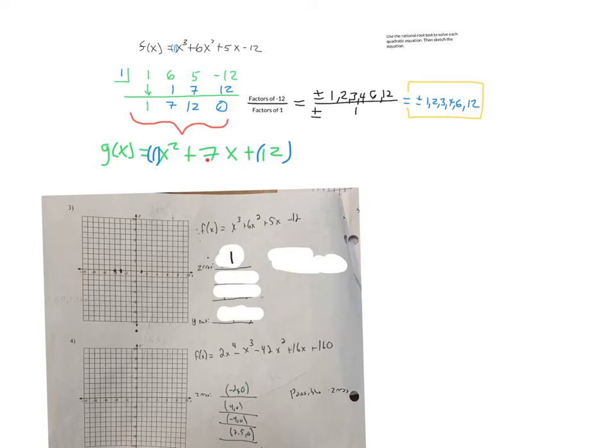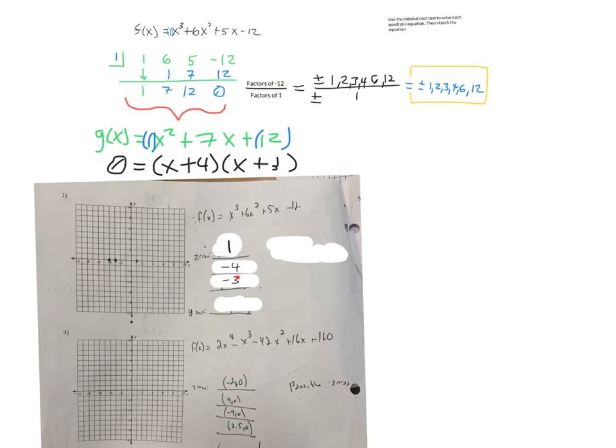Well, absolutely. 4 times 3 gives you 12, and 4 plus 3 gives you 7. So there's no question that this could be factored into x plus 4 and x plus 3. All right, no question about that. And remember, if we're trying to find the zeros, we want to set this equal to 0. So our other two zeros are clearly negative 4 and negative 3.